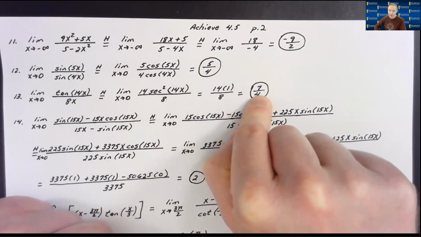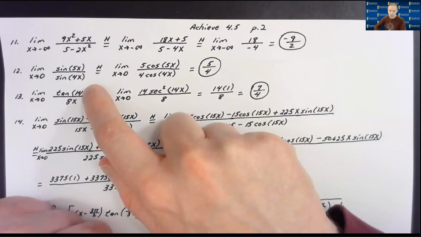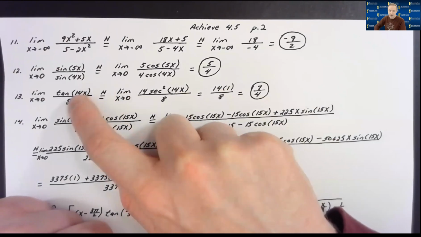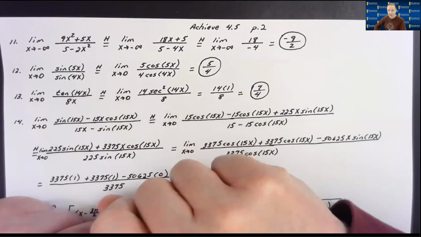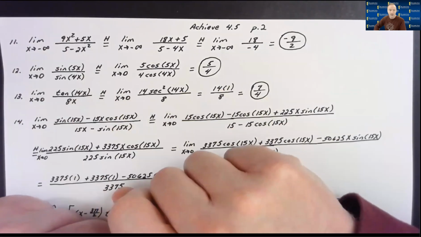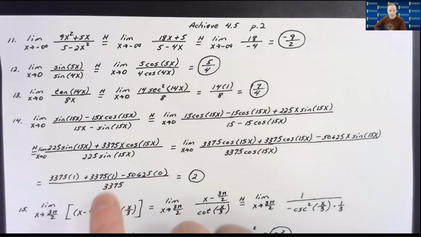Now, again, could you have just looked at the beginning of the problem and said, ooh, John, the answer is going to be 14/8, which reduces down to 7/4? Sadly, yes. That kind of takes the fun of that problem away.